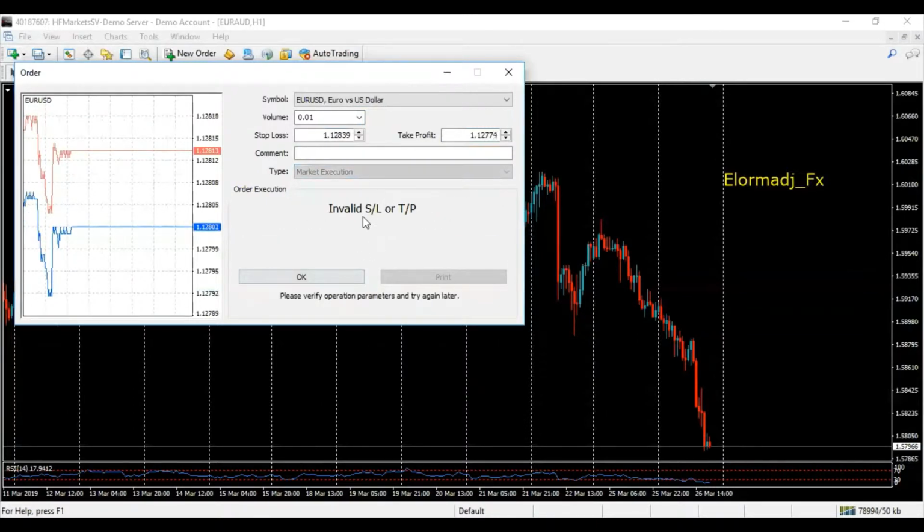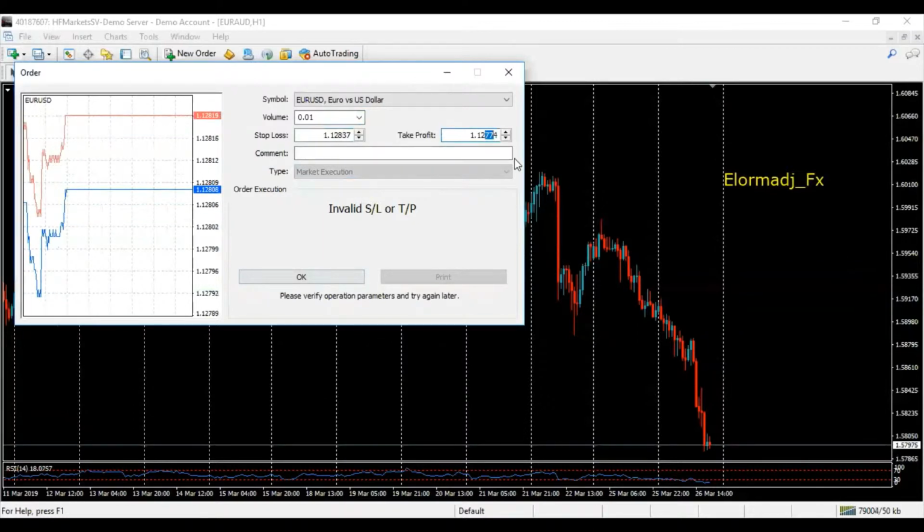So the stop, my invalid stop loss and so on. So we have to look at the price we work on again. So let's decrease this again by 64 and this by 90.